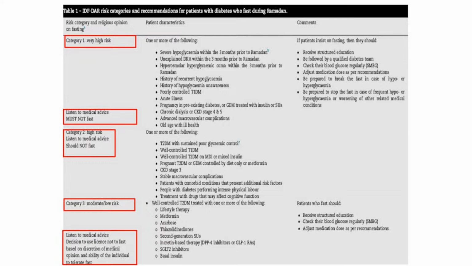So again, if you want to risk stratify this patient, she will fall straight into category 2. Poor sugar control, she has other risk factors, hypertension, and a strong family history. So ab initio, this patient, if she consults you, the answer will be should not fast. But that can be changed. So let's see what happens.